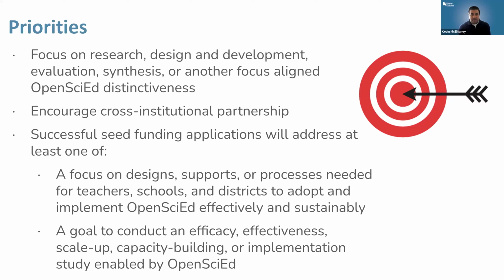And then a couple of other priorities we wanted, right? That we'd really like to see a focus. Basically, this first bullet is to be aligned with the challenge map that we identified, right? These are the kinds of things that we identified as necessary supports for schools and districts to adopt and implement OpenSciEd sustainably, right? So that would include addressing the key challenges that were on the previous slide. It could be designs, it could be supports, identifying processes, mechanisms, and the like, right? And then again, examples of larger types of studies that we're hoping to see people tackle: efficacy, effectiveness, scale up, right? Capacity building, and so on.